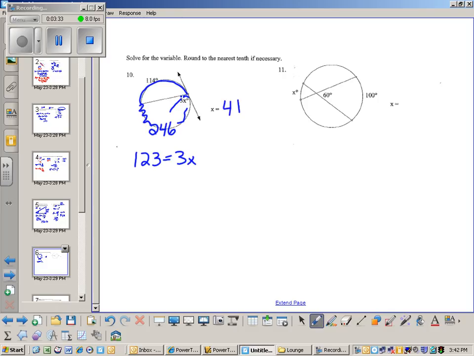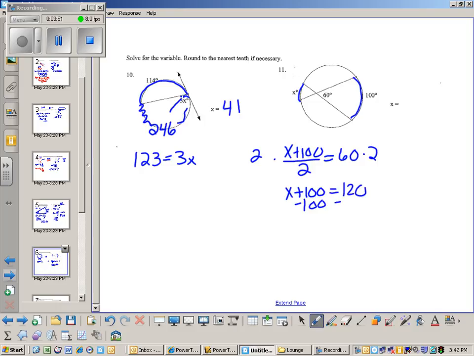Number 11 is a little bit trickier. For number 11, x plus 100 divided by 2 needs to equal 60. So times each side by 2. X plus 100 equals 120, minus 100, and x is 20.